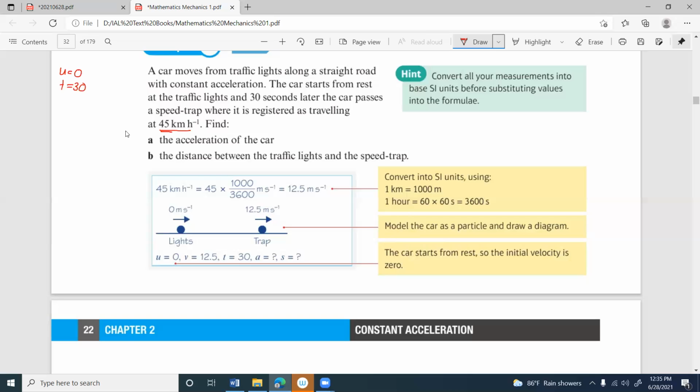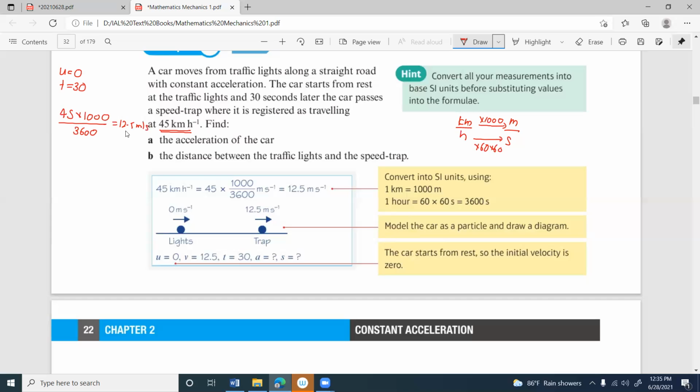Now, we have a doubt because all these facts are given in seconds and meters, but here it's given in kilometers per hour. How to convert kilometers per hour to meters per second? Multiply by 1000 and divide by 3600. How to convert kilometers into meters? Multiply by 1000. How to convert hours into seconds? Multiply by 60 into 60, hours into minutes 60. So it's multiply by 1000 and divide by 3600. It turns out to be 12.5 meters per second.